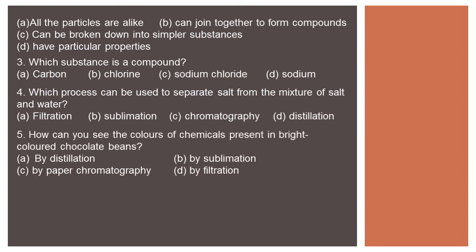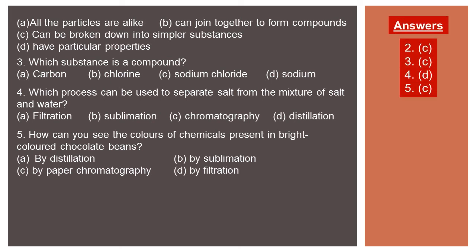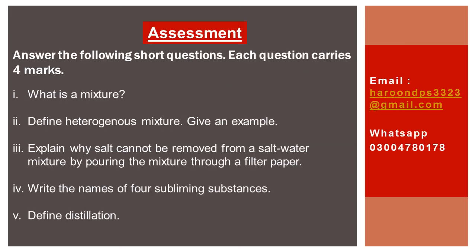Students, MCQ number 5, how can you see the colors of chemicals present in the bright colored chocolate beans? The correct answer is C, by paper chromatography. Paper chromatography, C option is the correct option. So let us tally the answers. I think we have given the correct answers.